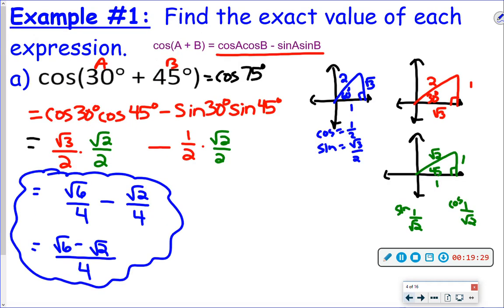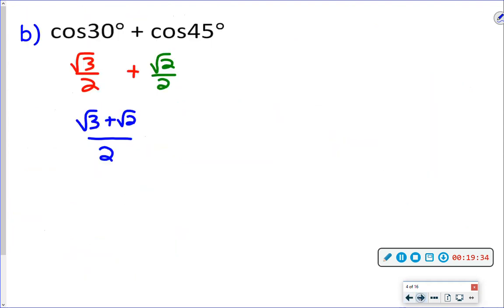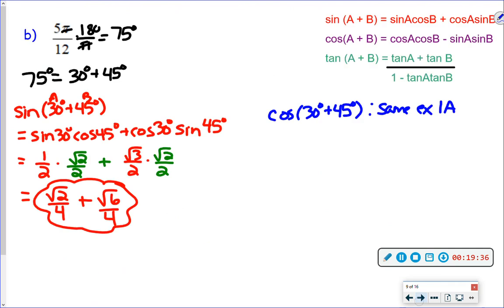We did cos of 75. I had root 6 over 4 minus root 2 over 4. I'm literally just going to copy that down. That is by design to save us a little bit of work. Once in a while, I'm nice too. But of course, we do not have tangent. We are going to do tangent.